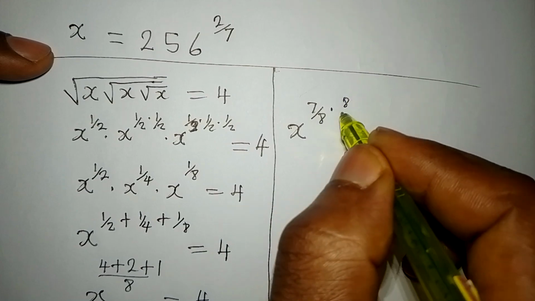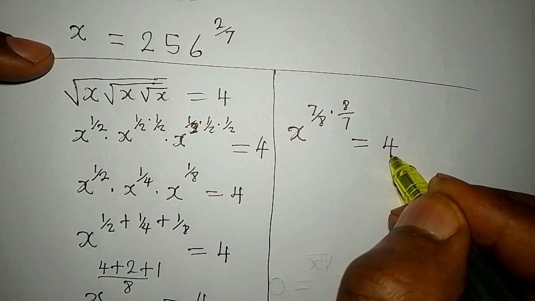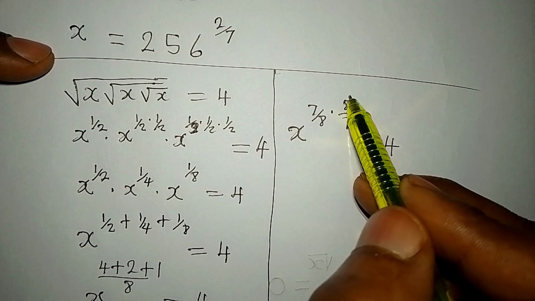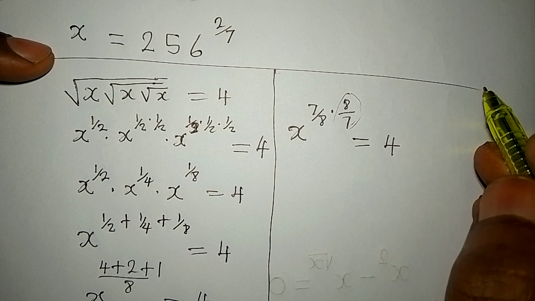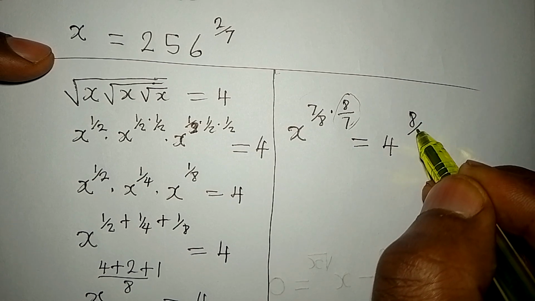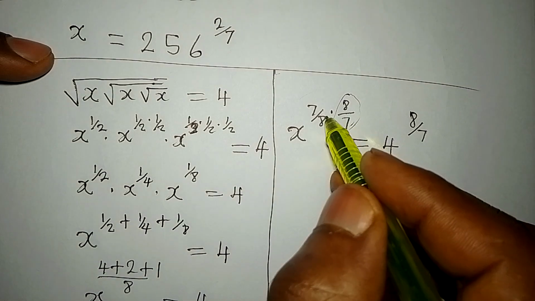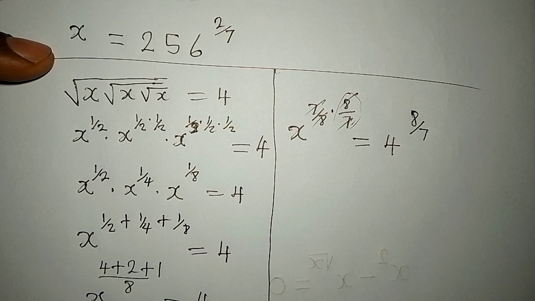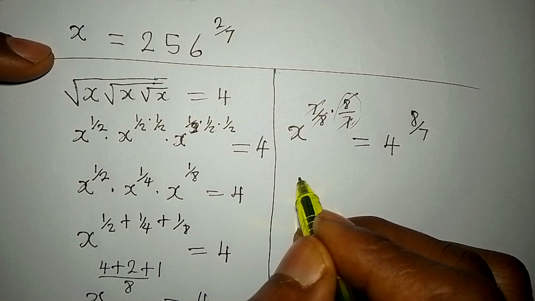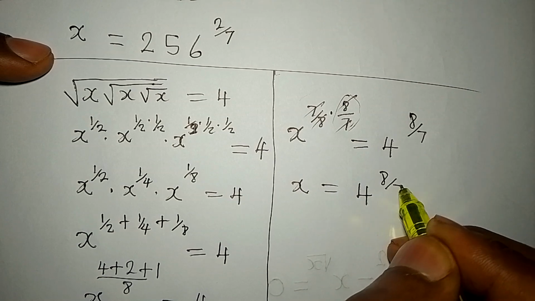So we're going to have 8 over 7, and that will be equal to, we got 4 before on the right hand side, but now that we have raised this to its reciprocal, it has to reflect on the right. So we're going to have 8 over 7 as well. And then from there, this will cancel this, so that we can now say that we are having x equal to 4 to the power of 8 over 7.